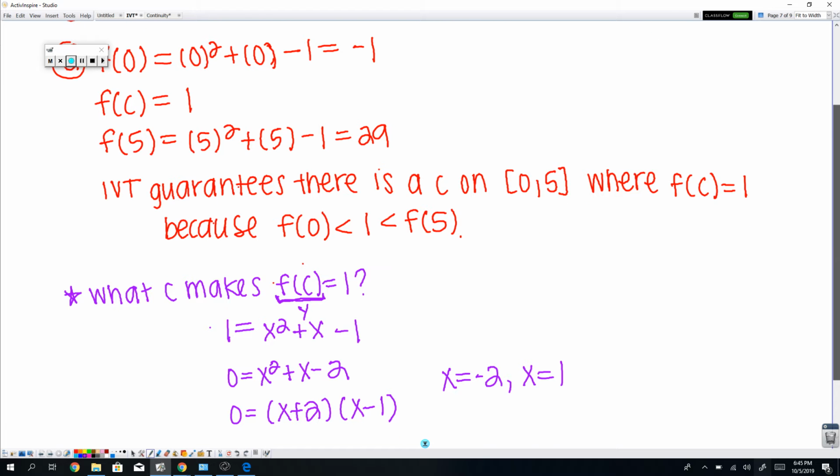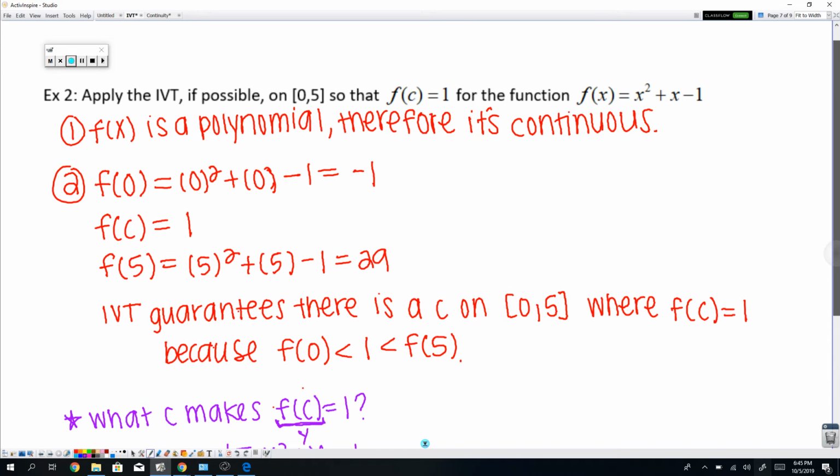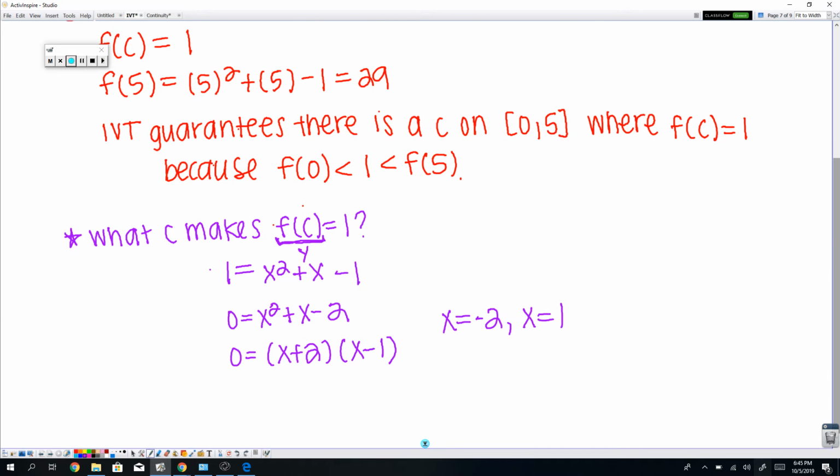So you just need to decide which of those actually occurs on the interval they state. They said from 0 to 5. So from 0 to 5, I'm going to pick this one, because it's from 0 to 5. That's going to help you on a couple of your homework questions, so it's a good thing you've been watching this video.